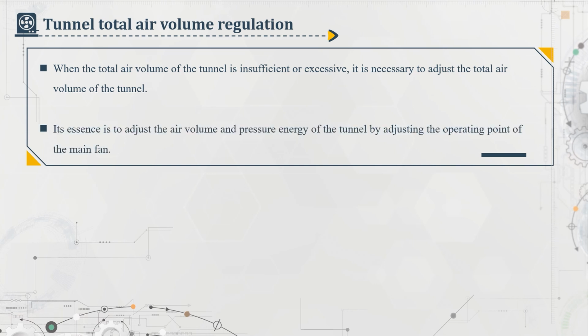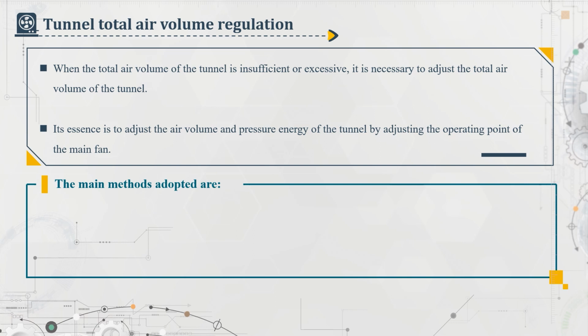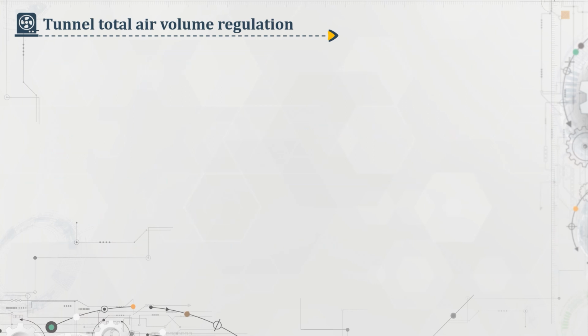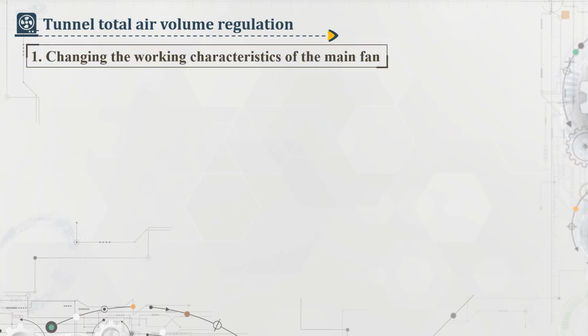Its essence is to adjust the air volume and pressure energy of the tunnel by adjusting the operating point of the main fan. The main methods adopted are: changing the working characteristics of the main fan, or changing the total wind resistance of the tunnel air network.